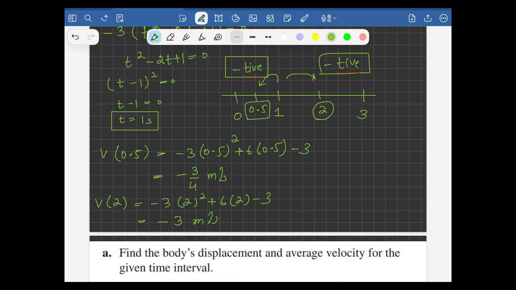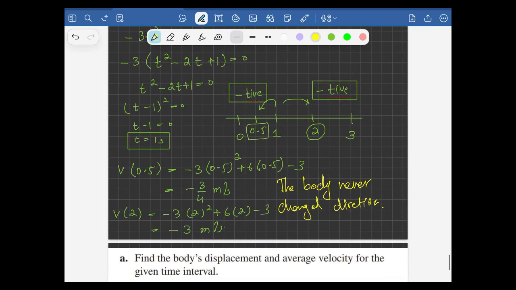What does it mean? It means whatever direction the body was moving with, it did not change its direction. So we say that the body never changed direction. Whatever direction the body was moving with, it is still moving in the same direction.